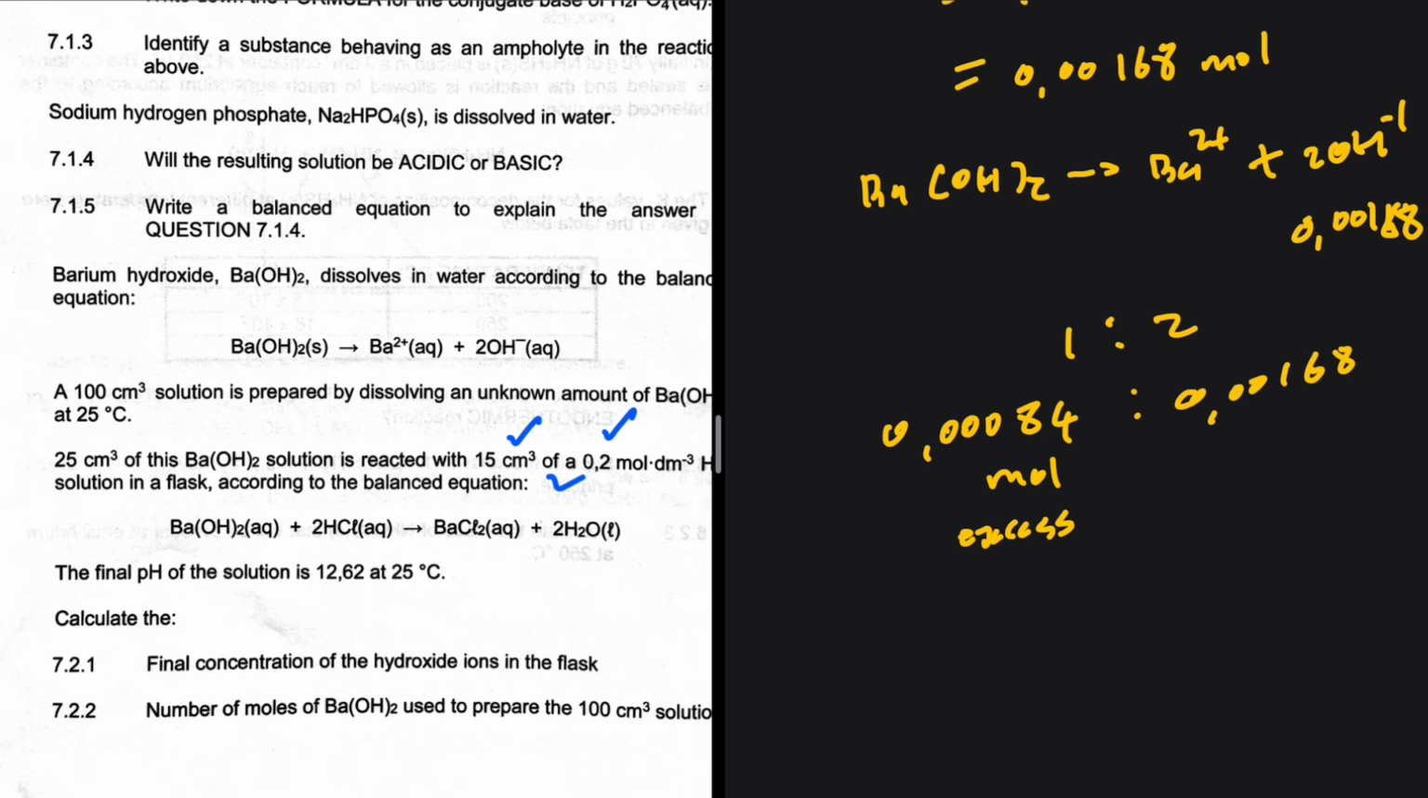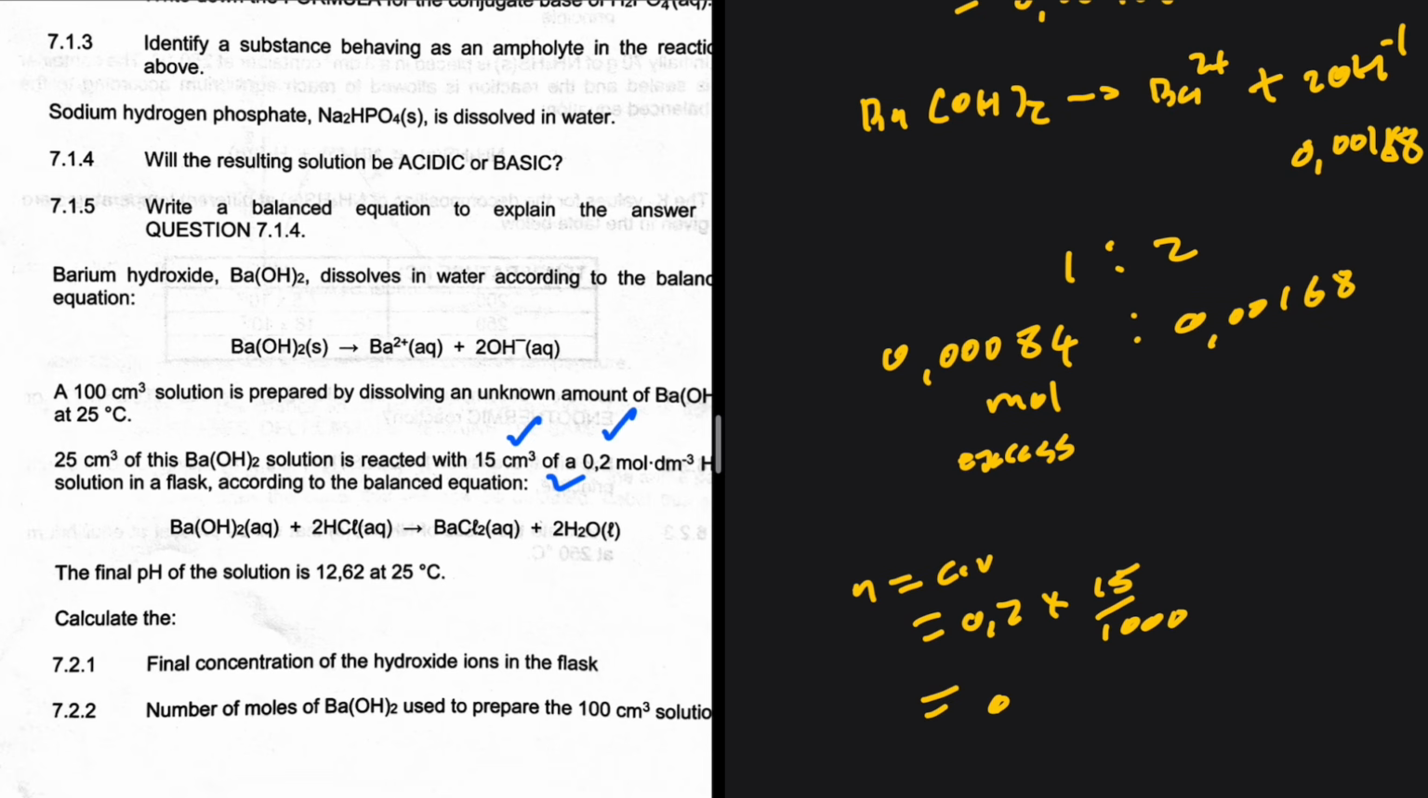Now let's find the number of moles of the base that reacted. We're going to use HCl, by the way. So n is equal to C multiplied by V. We're calculating the number of moles of HCl here, which will be 15. No, that is the volume. The concentration is 0.2. The volume is 15 over 1000. So when I put that in my calculator, this is 0.003.